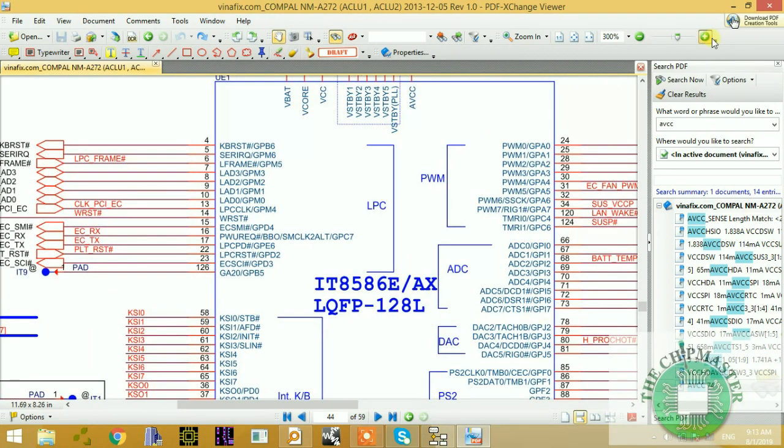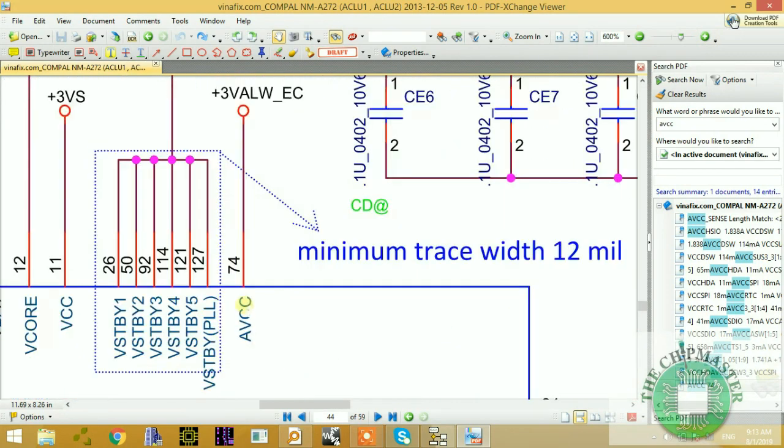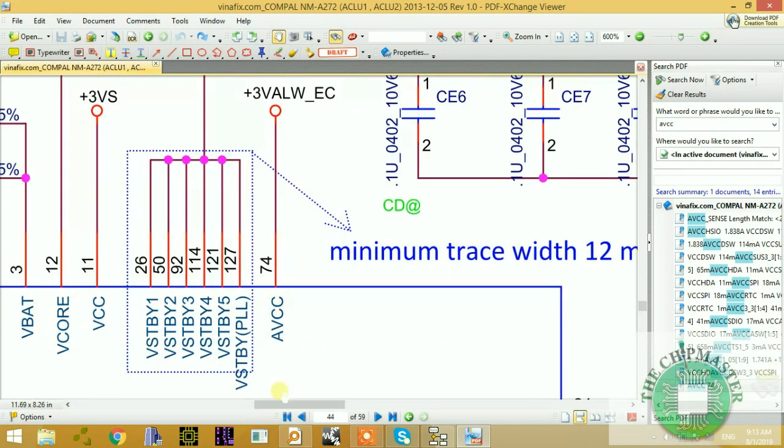All right, so this is the standby voltage. AVCC, and VST standby phase lock loop.